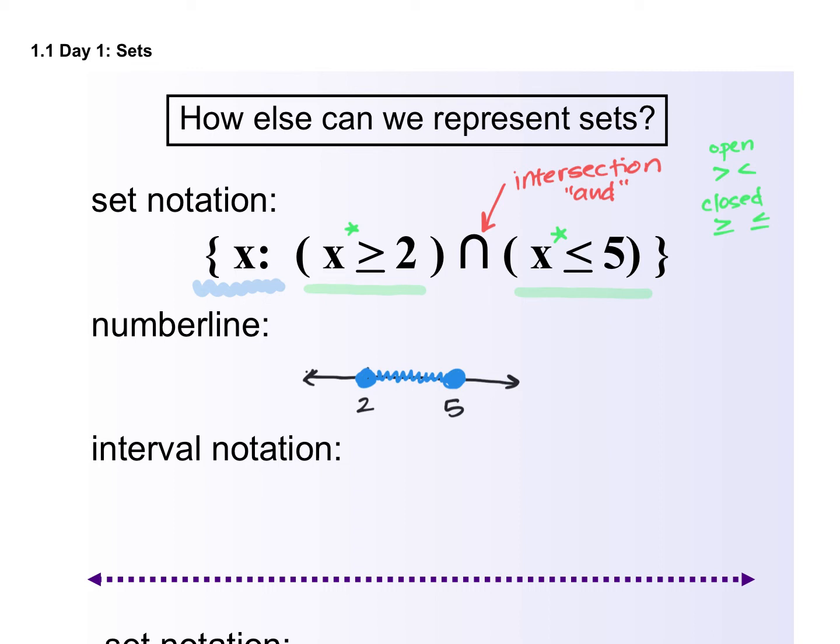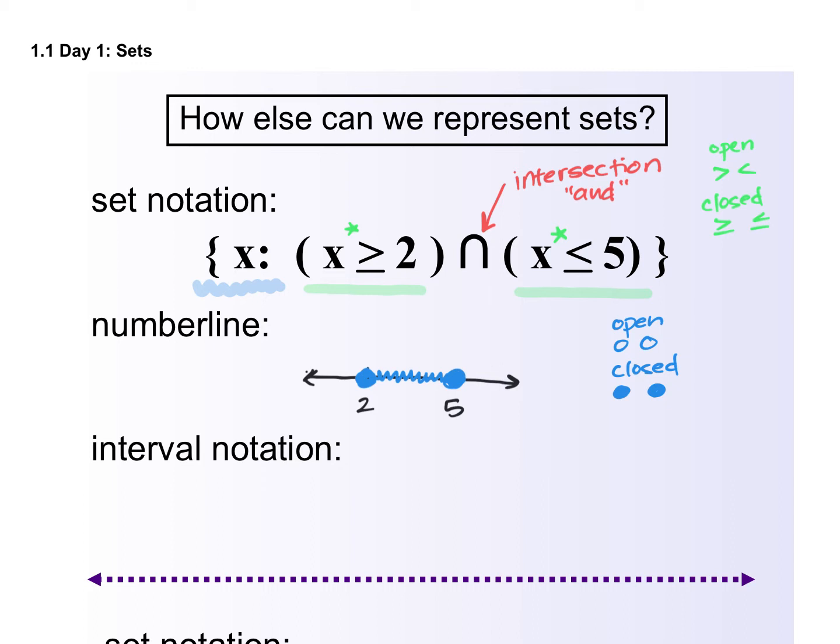So I'm going to shade the number line in between the upper bound and the lower bound. Notice that the circles are filled in. This shows that we have closed boundaries. Both 2 and 5 are included in our set. An open boundary would be an open circle, kind of with a hole in the middle.